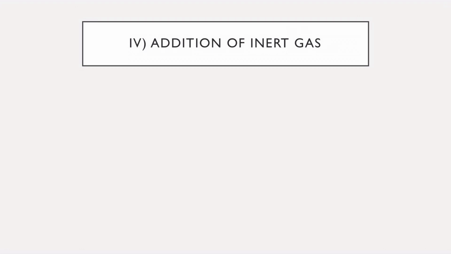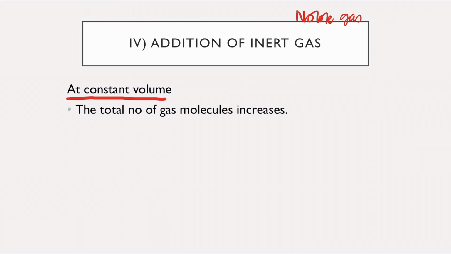Addition of inert gas. There can be two different situations. Okay? When you add inert gas. So, inert gas tu apa? Inert gas atau noble gases. Okay? Gas yang won't react with your other gases. Okay? Inert. So, at constant volume, if you add in a gas, then the total number of gas molecules will increase. Okay? Lebih banyak awak punya number of gases.